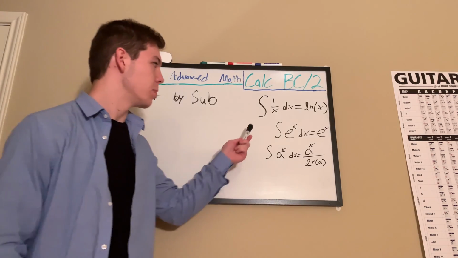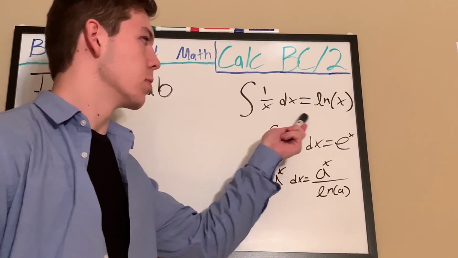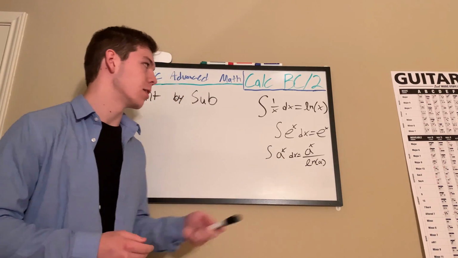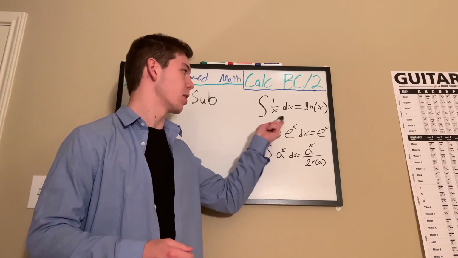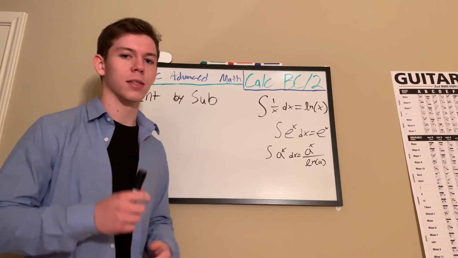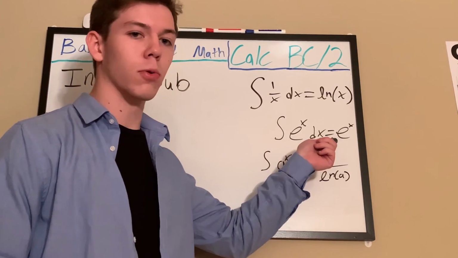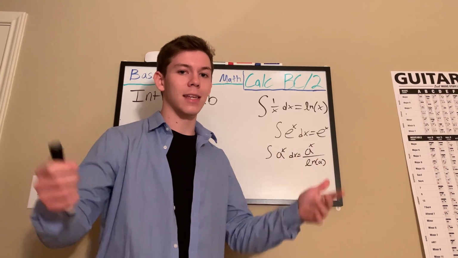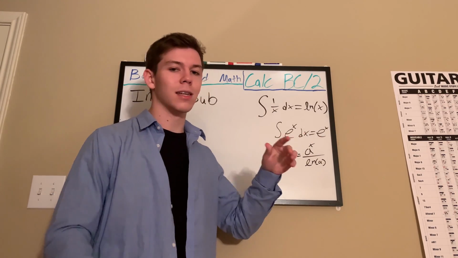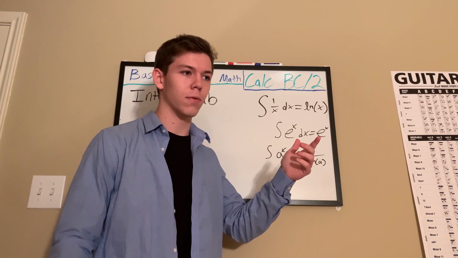The first one is the integral of 1 over x dx, which equals the natural log of x. We did this earlier in reverse: the derivative of the natural log of x equals 1 over x. It's just reversing it. That one's pretty easy to remember because it goes both ways. The next one, the integral of e to the x dx equals e to the x. It's the exact same thing. The derivative of this stays the same no matter how many times you integrate or differentiate it.